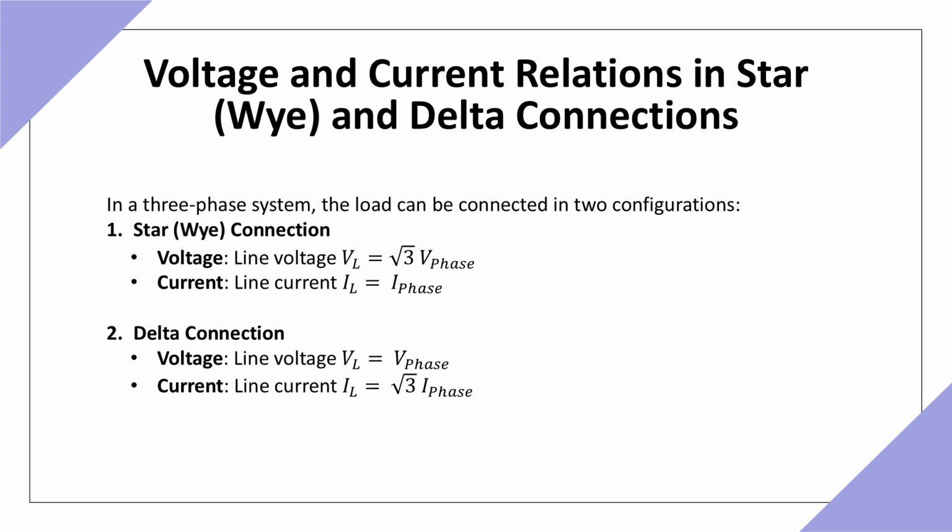In a star connection, three components are connected to a common neutral point. The line voltage, VL, is square root 3 times the phase voltage, VPH. The line current, IL, equals the phase current, IPH. In a delta connection, three components are connected in a closed loop. The line voltage, VL, equals the phase voltage, VPH. The line current, IL, is square root 3 times the phase current, IPH. Delta connections are widely used in industrial applications for high-power loads and balanced systems.